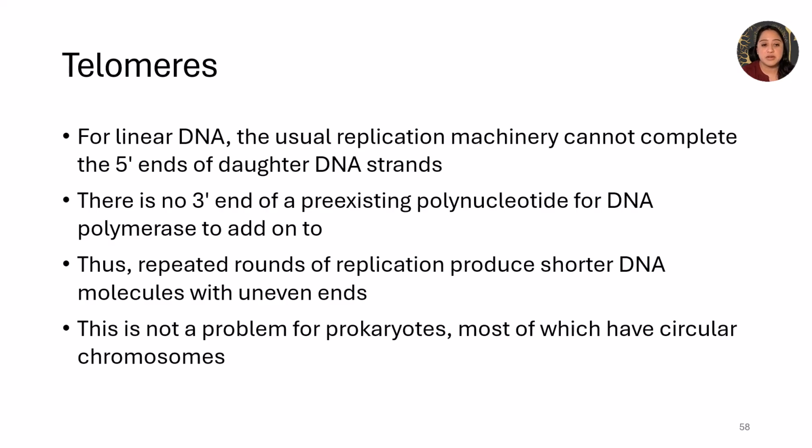So repeated rounds of replication will end up producing shorter and shorter DNA molecules with uneven ends, because it's getting cut off a little bit every time replication happens. I'll show that in the next slide. This is not a problem for prokaryotes because most of them have circular chromosomes, but it's mostly a problem for organisms that are eukaryotic and have linear DNA.